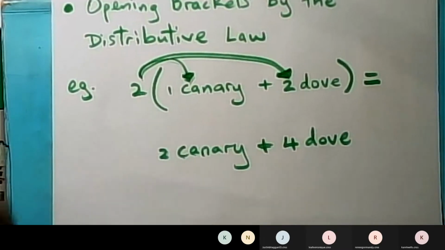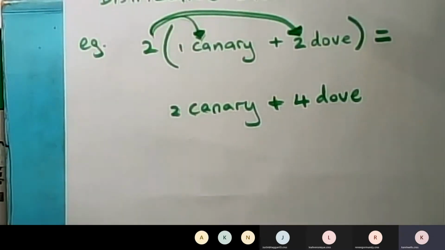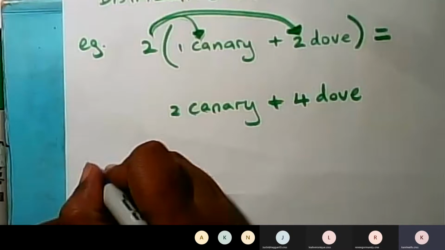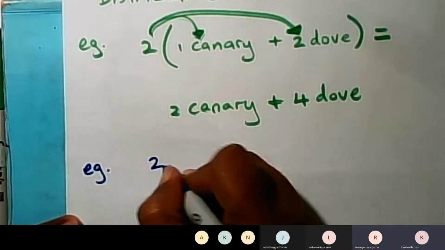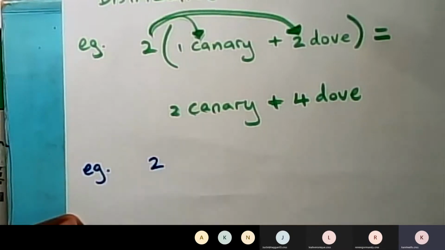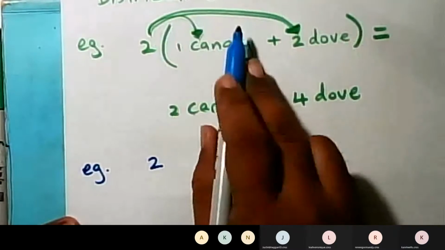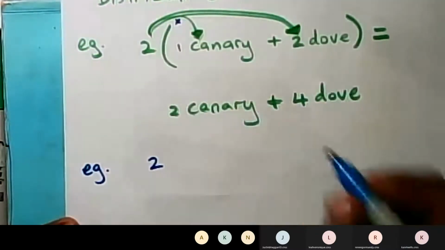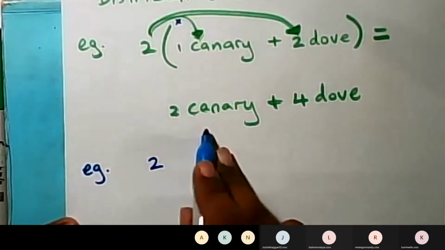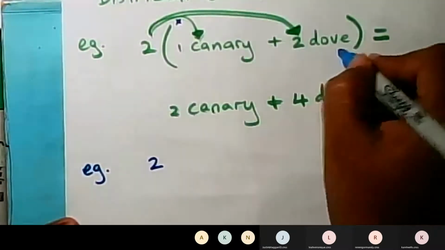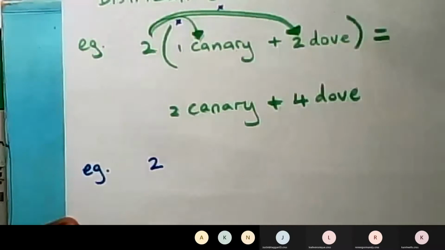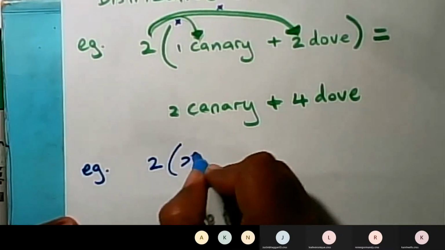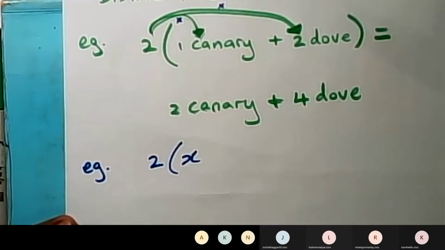Any questions? So in maths, for the people who don't know how to say, just let them know that the two is multiplying on the outside. Very good. So this green arrow that I'm showing really means times. So two times the one canary give you two canary, and two times the two dove gives you the four doves. So now let's, instead of using the word canary, let the letter X represent a canary.